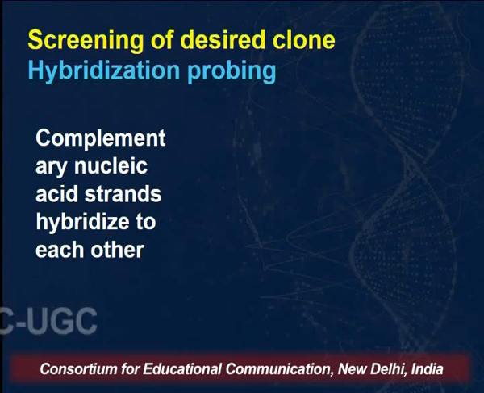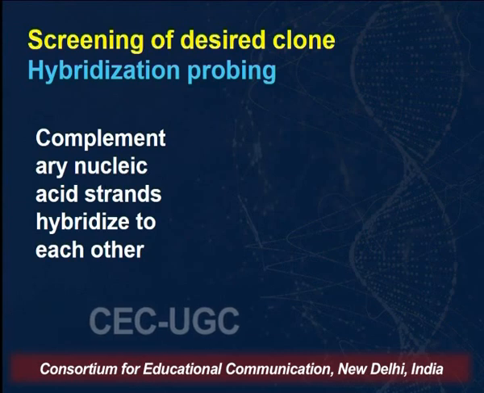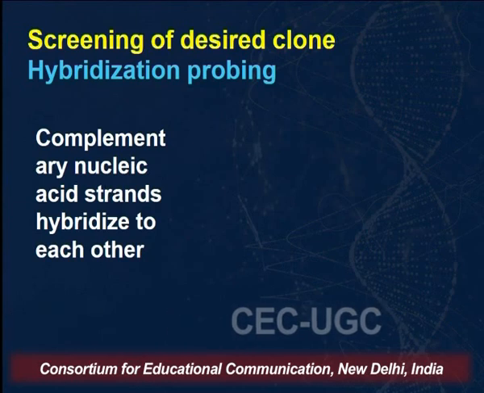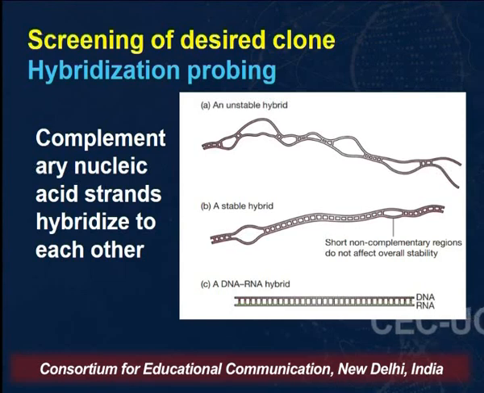double helical structure where the two strands are complementary to each other and are held together by hydrogen bonds. This holding together is termed hybridization. There can be some unstable hybrids, there can be some stable hybrids, and there is a DNA-RNA hybrid.